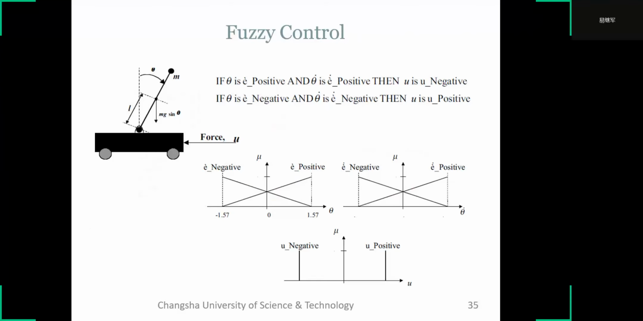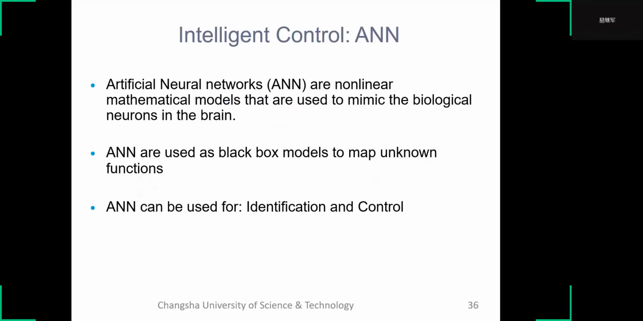Fuzzy control, this is an example for fuzzy control. If something is positive and something is positive, then we use the different if-then rules, and we can get the combination for the output.